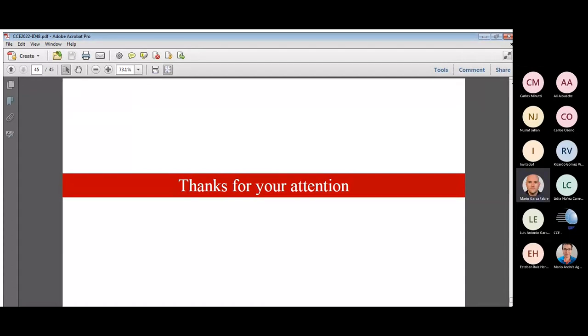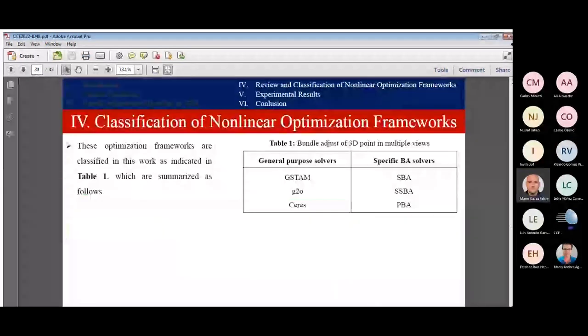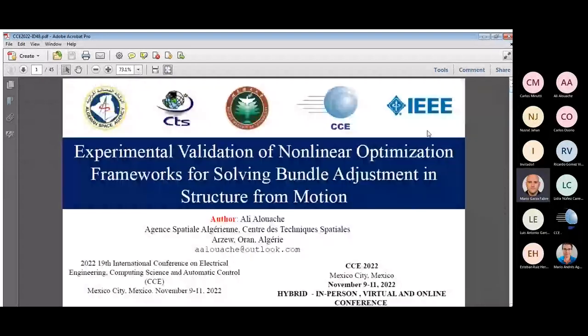In this case, you compare different frameworks, but all of them using the same algorithm, the LM algorithm, for solving this problem. But do you know any other solution approaches that can be used to tackle this problem? So any alternative algorithms and how they compare with respect to this LM algorithm that you use here?